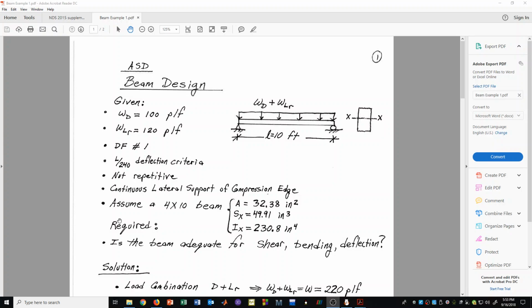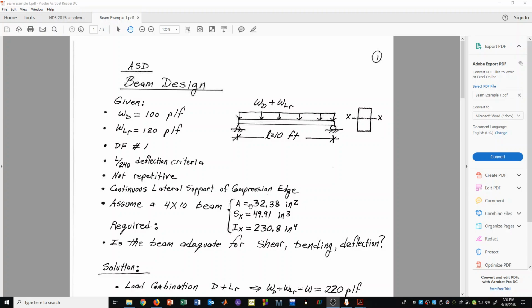In this case, we are also simply given a beam size, and we are going to check and see if this beam size is adequate for the loads and the deflection criteria that are prescribed in this problem. This is a 4x10 beam that we are assuming that we're going to check out. We also have listed here the section properties for this 4x10 beam. These properties are calculated based on the actual dimensions of the beam.